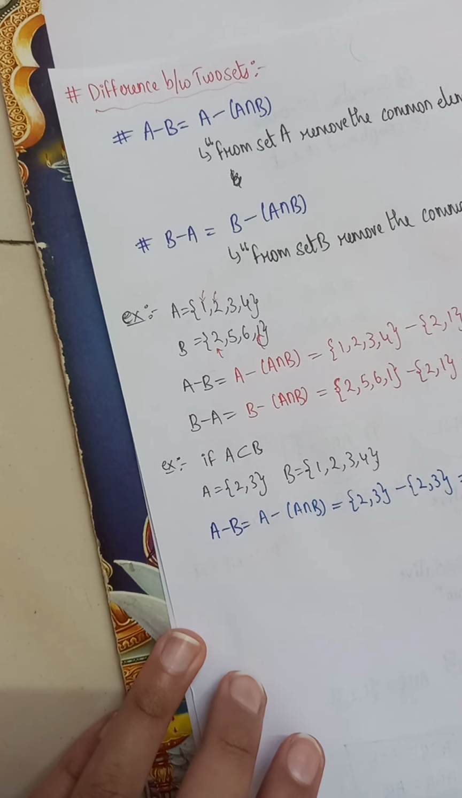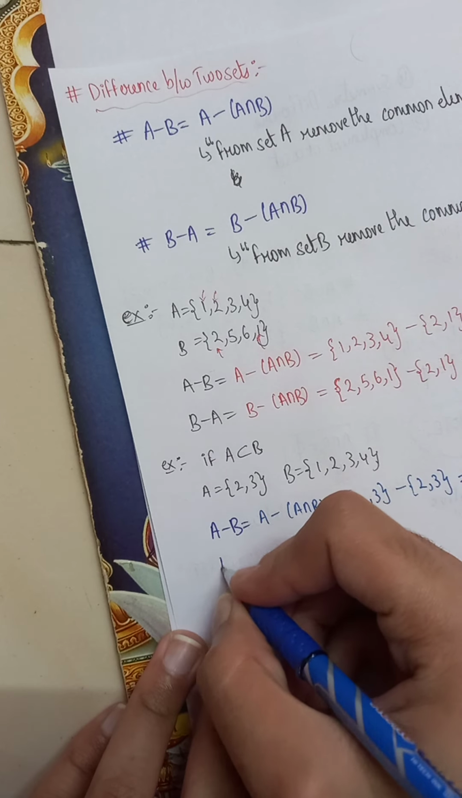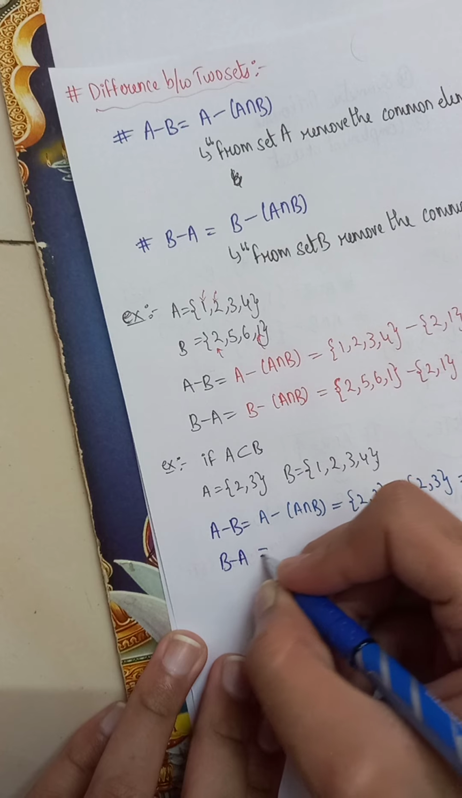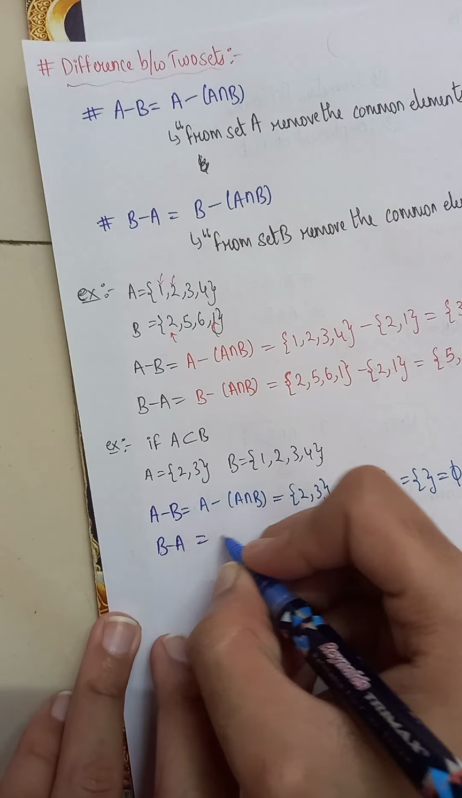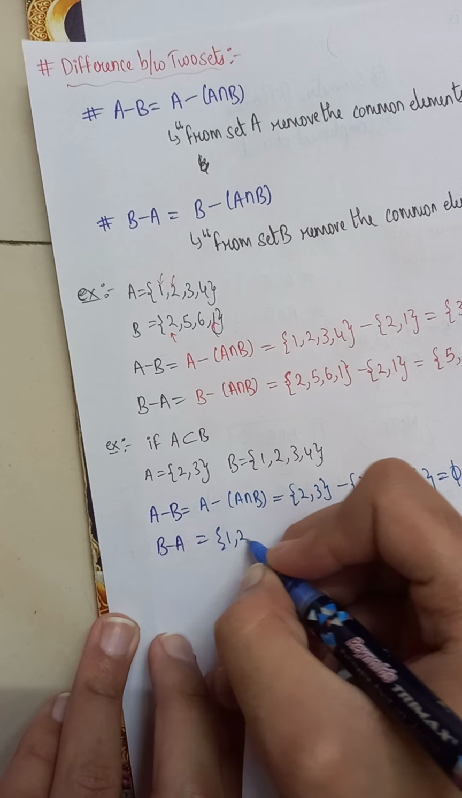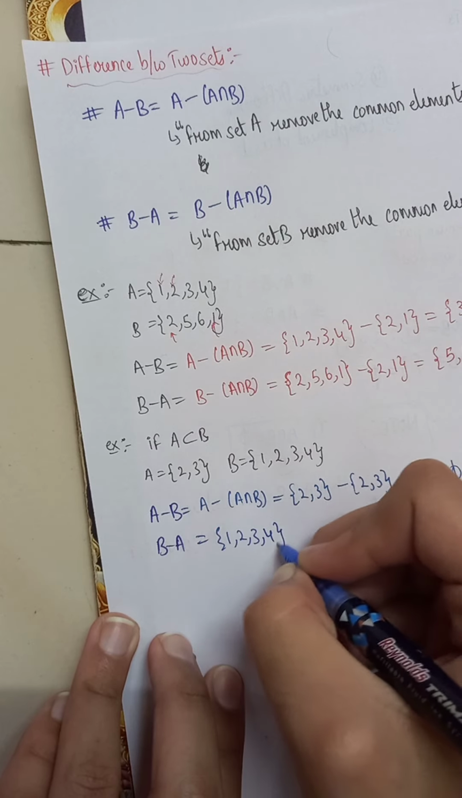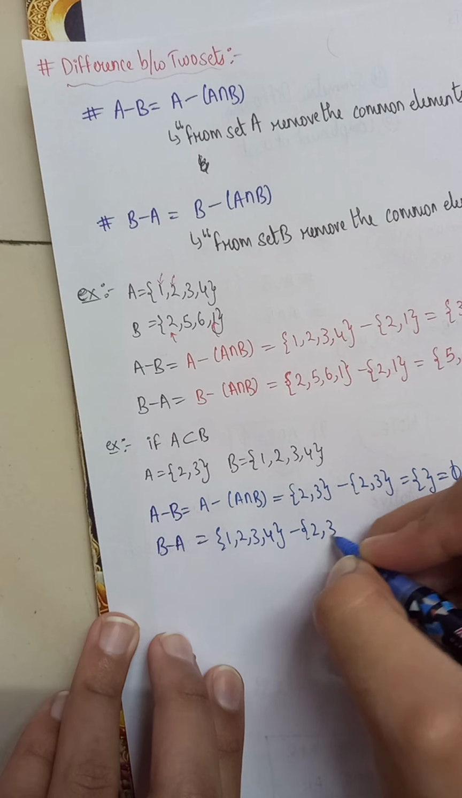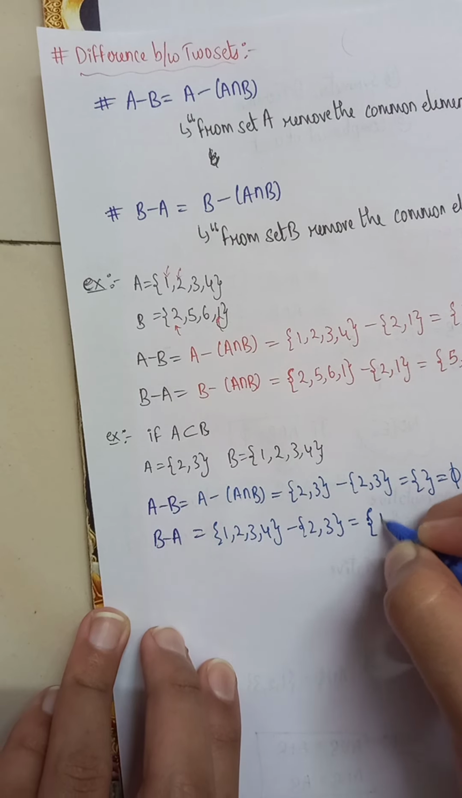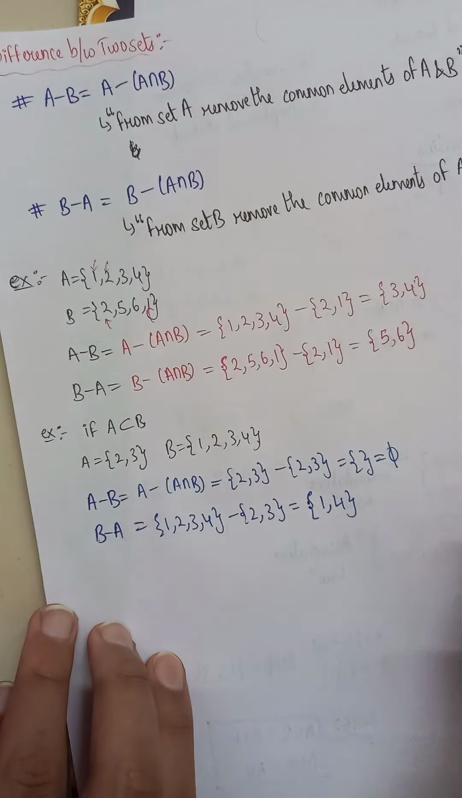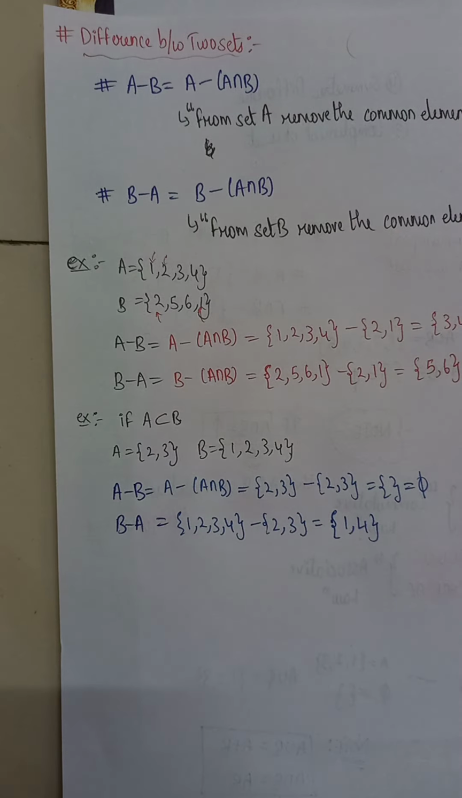Then what about B minus A? B minus A is nothing but 1, 2, 3, 4 minus 2, 3. So the answer of B minus A is 1, 4. Okay, so I hope you understood this example.